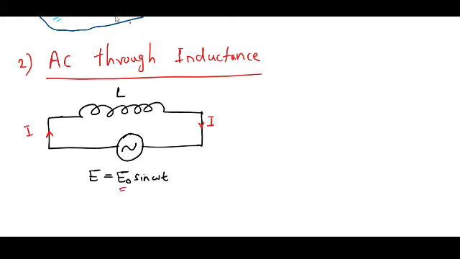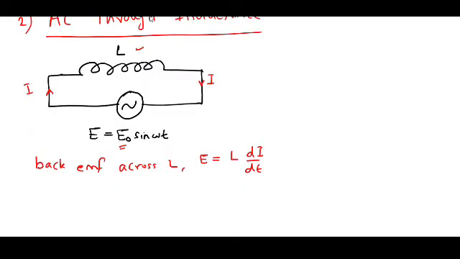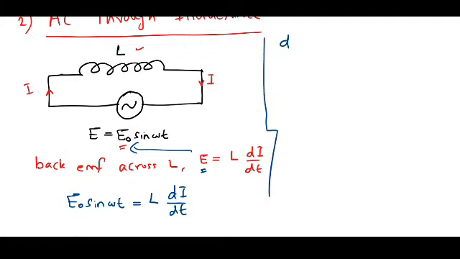Since the voltage is an alternating voltage, a back EMF will be developed across this inductor. That back EMF across L is given by E is equal to L di by dt, and this E is nothing but the applied alternating voltage E0 sine omega t. Therefore, this can be written as E0 sine omega t is equal to L di by dt. If I rearrange the terms, I can write di by dt is equal to E0 by L sine omega t.